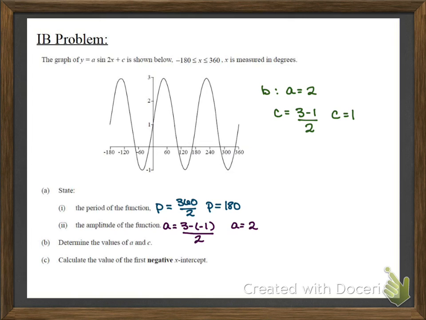Then calculate the first negative x-intercept. We know our equation is now 2 sine 2x plus 1. So we're going to put that in y1. In y2, we're going to put 0. Find your intercept. And again, it is the first negative intercept, so we need to make sure that is the one we go to with our blinker. We get -15, so our answer is -15, 0.